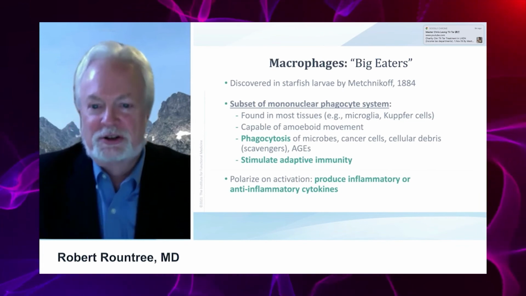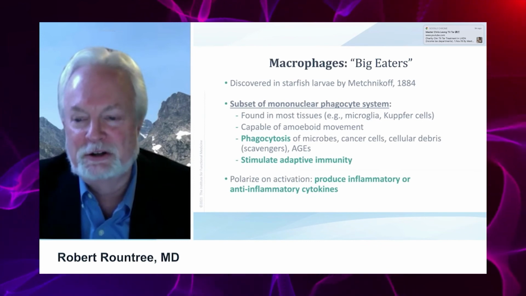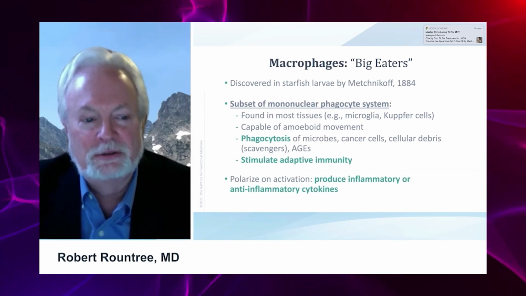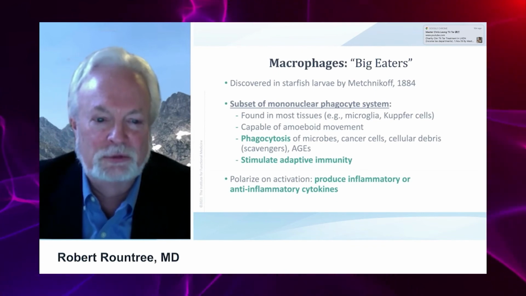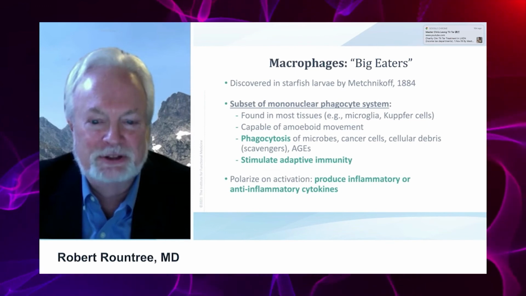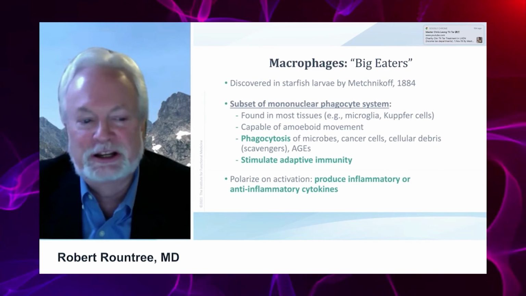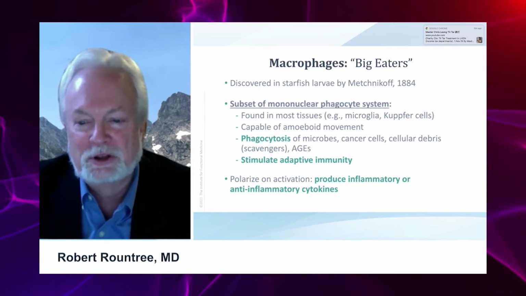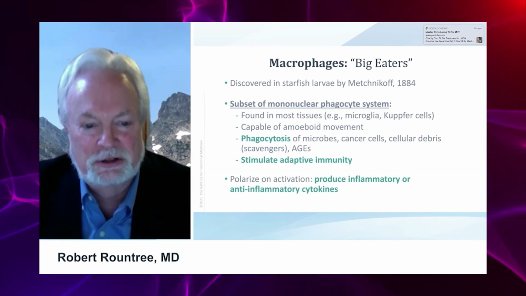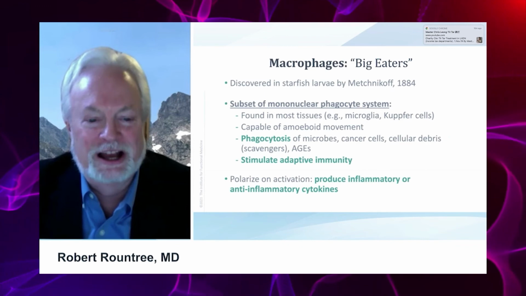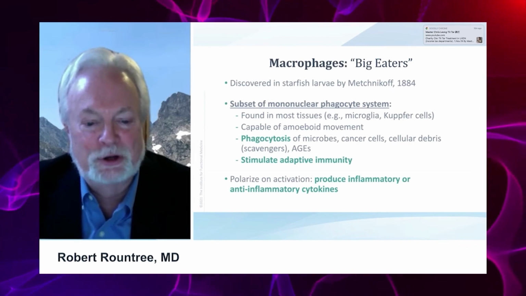Almost all tissues have macrophages. The equivalent in the brain would be microglia, Kupffer cells in the liver. They look like amoebas, which makes you think that that's where they evolved from. They can move around like amoebas. And what do they eat? They eat microbes, they eat cancer cells, they eat debris. That's what makes them scavengers. They eat advanced glycation end products. They eat caramelized sugars. And like dendritic cells, they can stimulate adaptive immunity.